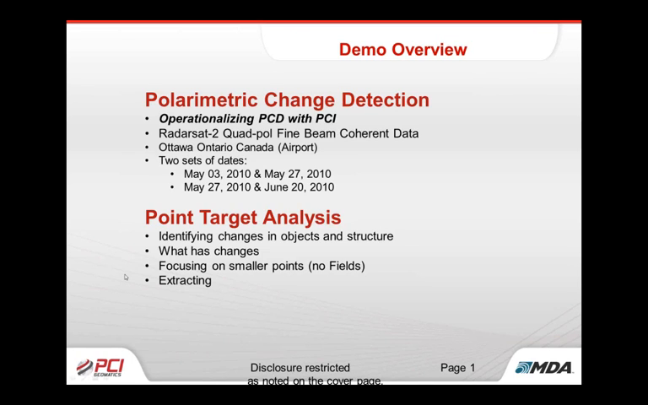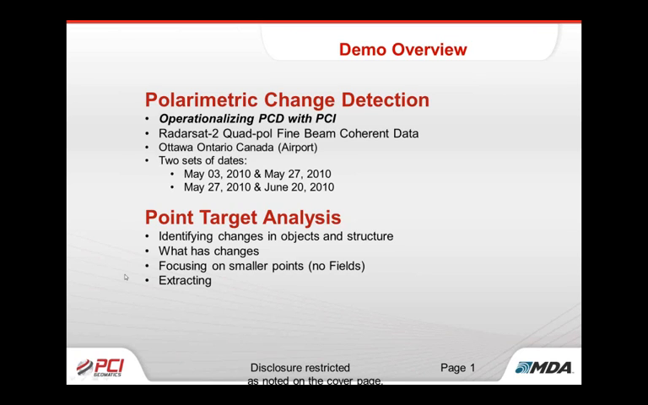So the actual type of demonstration, what we're going to try to produce here is a product where we're not only identifying changes in objects and structure, but we're also going to be identifying what exactly has changed. But we're going to be focusing on smaller points in objects. So we're going to be trying to discriminate fields and larger objects, which we know may change due to a growing season. But at the same time, we don't want to include that. We don't want that to be interfering with our analysis of identifying, say, vehicles or large vehicles that have either moved or even buildings that have moved place.